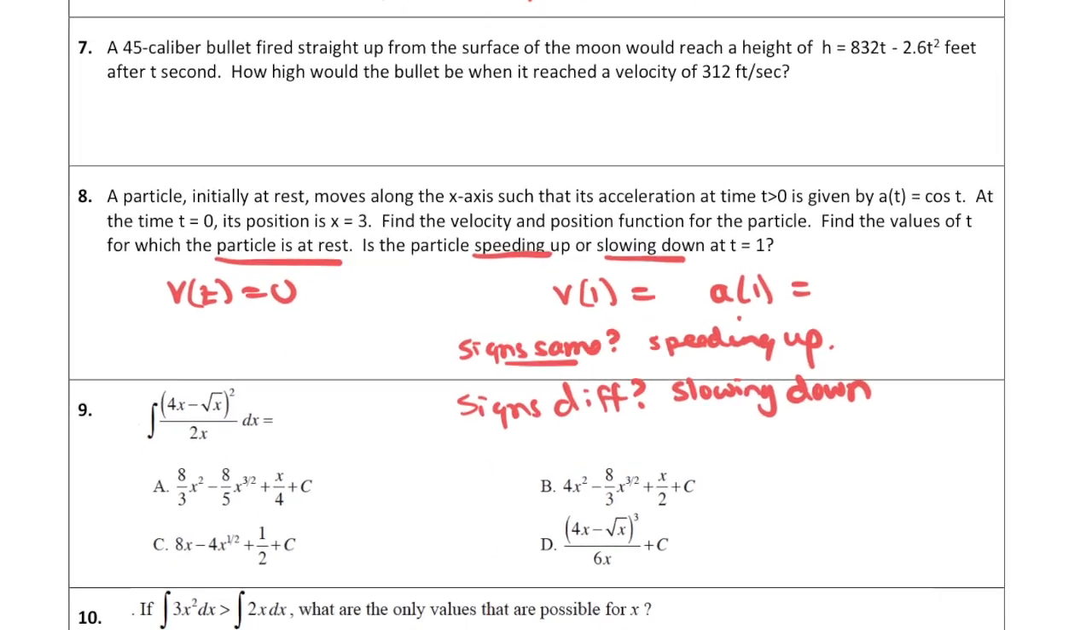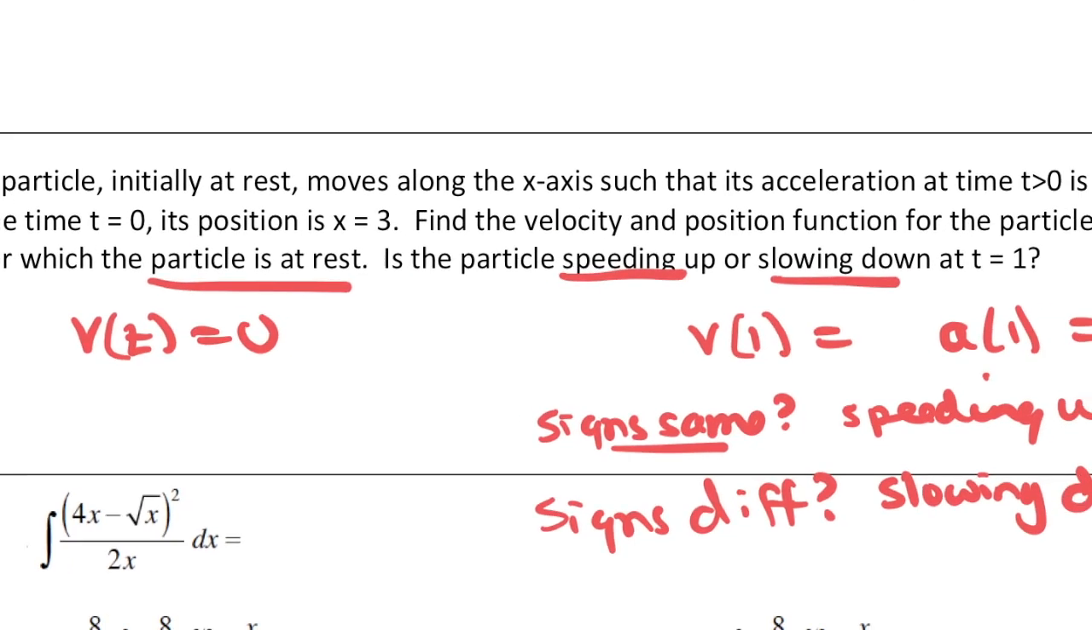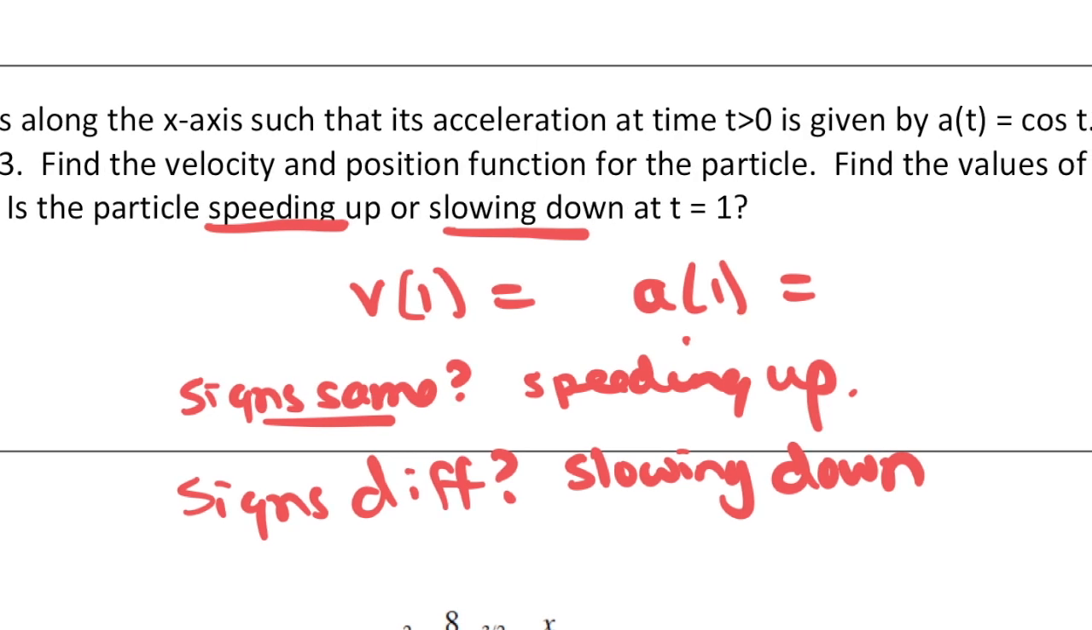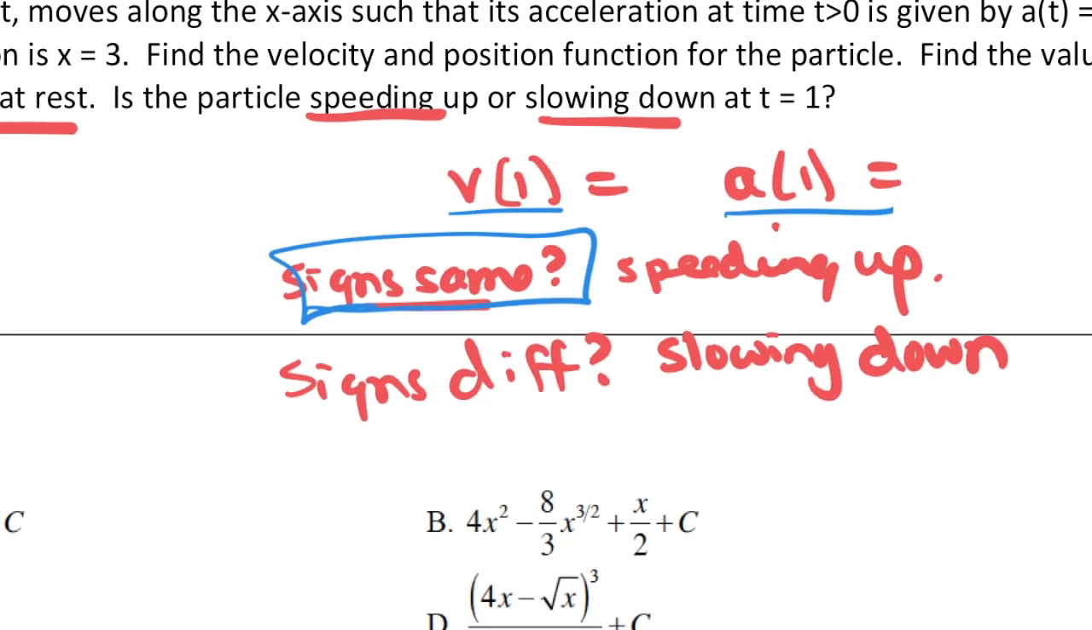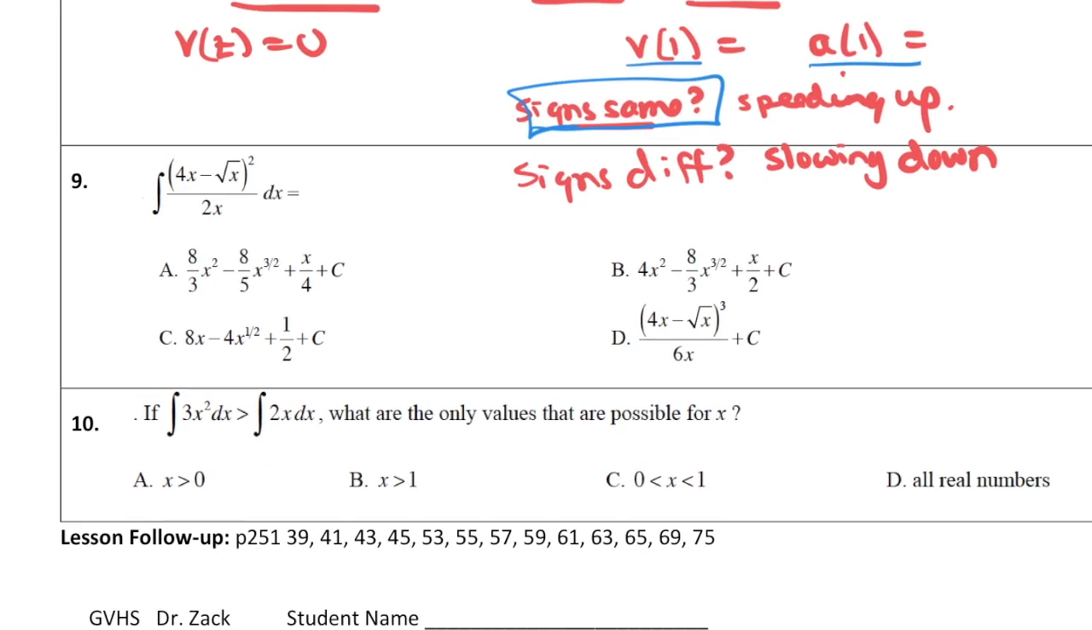For question number 8, when is the particle at rest? Well, it's at rest when your velocity is equal to 0. Is the particle speeding up or slowing down at t equals 1? So figure out v at 1, figure out a at 1. If the signs are the same, your particle is speeding up. If the signs are different, the particle is slowing down.